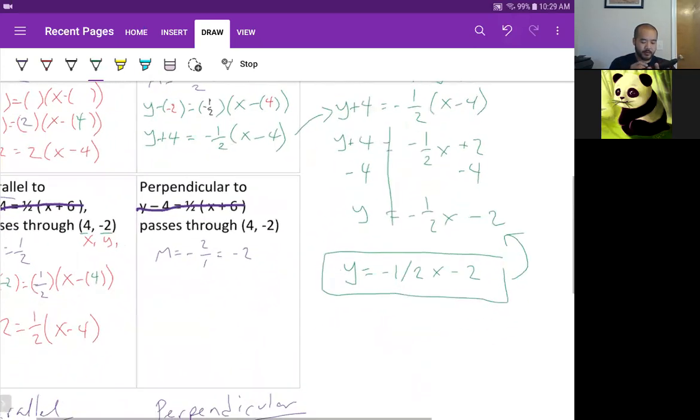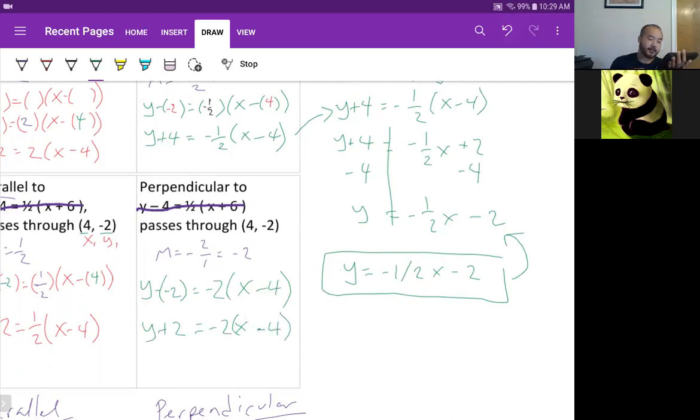One more example. For perpendicular, you have y minus negative 2 equals negative 2, which is the slope, times x minus 4. So that would be y plus 2 equals negative 2x plus 8. That's in the point-slope form.